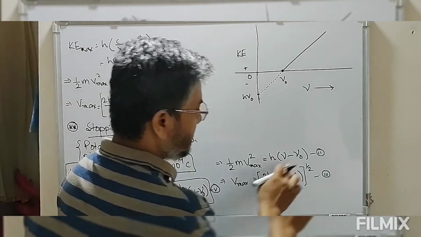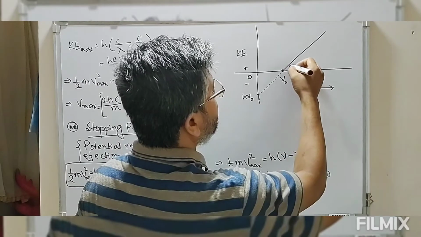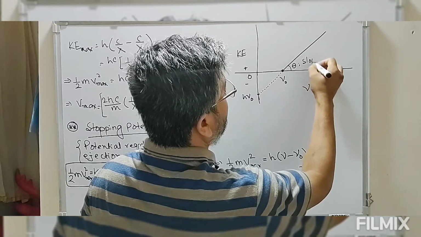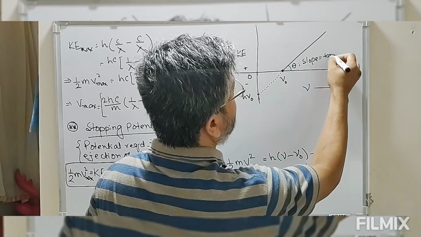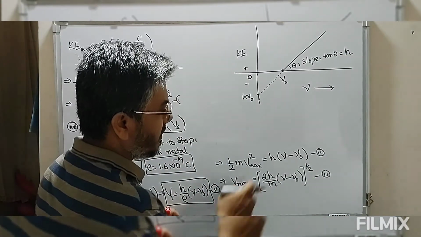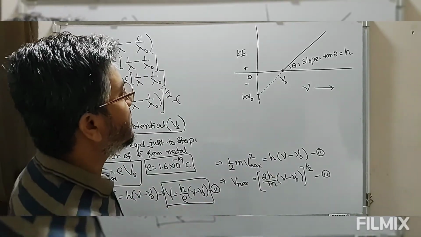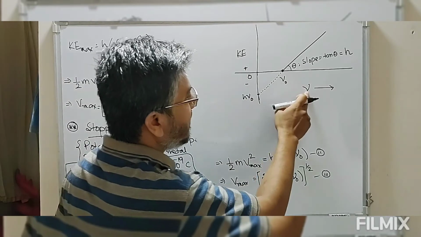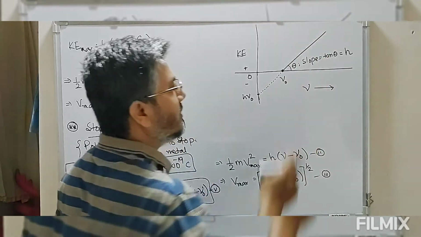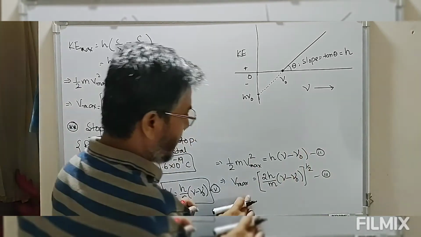Now if you look at this graph, this is the equation of a straight line with slope equal to h. If suppose this angle is theta, then this slope is equal to tan theta. So this slope is equal to h. Once we have the slope, we can determine the value of h. h is the slope. So the kinetic energy increases as the frequency of incident photon increases. Instead of this, we can also have wavelength.